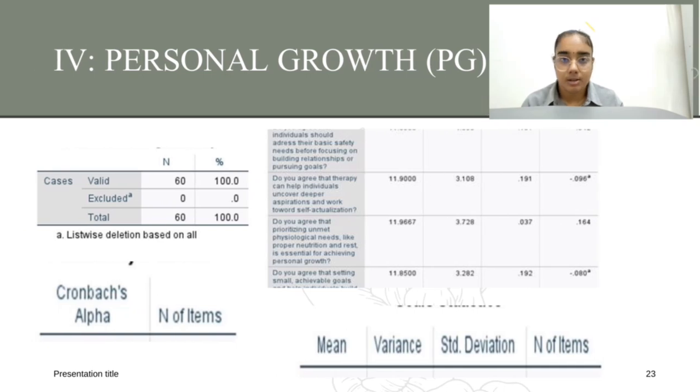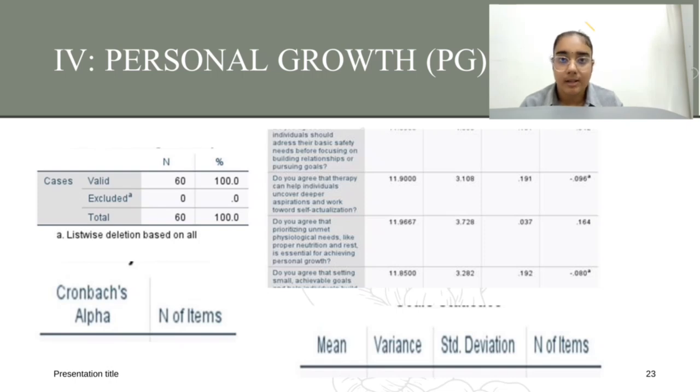Cronbach's alpha for personal growth. The Cronbach's alpha value is 0.147. The mean is 15.85000. Variance equals 5.181. The standard deviation is 2.27607. The highest item-total correlation value is 0.192.